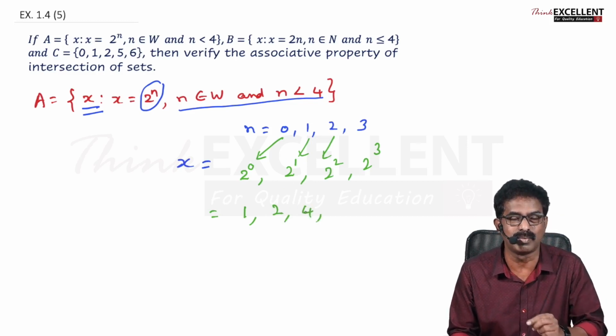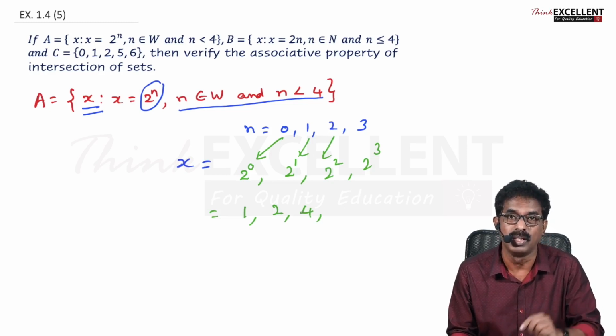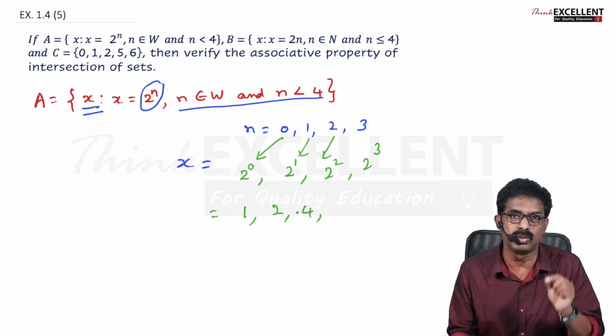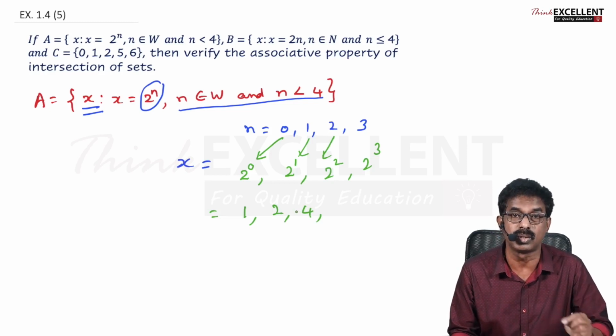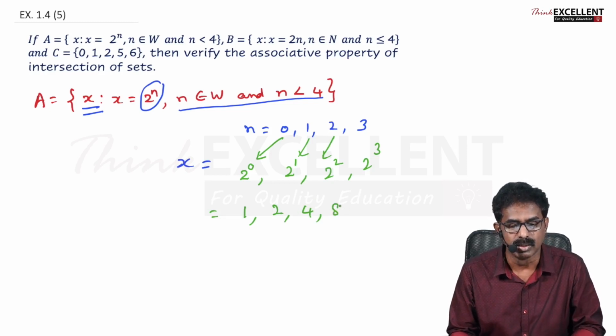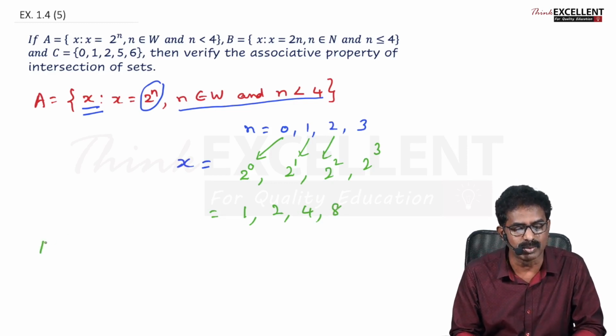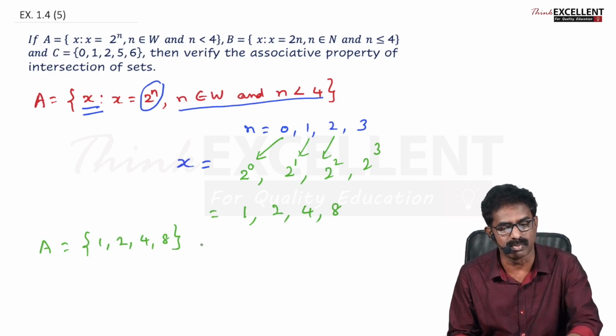So be very careful. Even the bright students sometimes make careless mistakes. 2 raised to 3. Think 2 into 2 into 2, right? 2 2s are 4, 4 2s are 8. So okay, this is our A. So A equal to {1, 2, 4, 8}. Hope you are clear in this one. Okay, so that's very important.